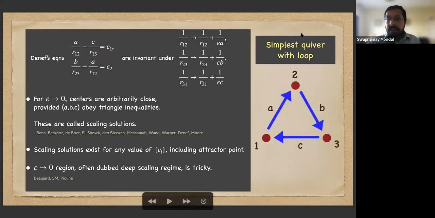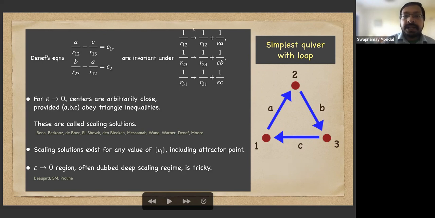Now, just to be a bit more concrete, let's talk about the simplest quiver with loops, which is a 3-node quiver. You can't draw a loop with just 2 nodes; you need at least 3 nodes. Something very funny happens in the Denef equations, which are these. For simplicity, I have named gamma_12 as A, gamma_23 as B, and gamma_31 as C. So you have these very simple equations.